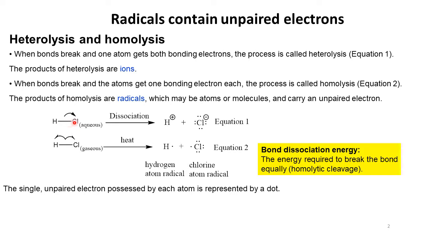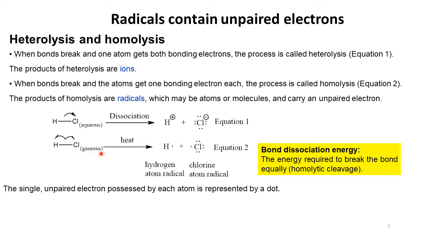So the hydrogen chloride in the aqueous state, the bond between them is broken heterolytically. It's called heterolytic cleavage, and we can use this normal double head arrow. So this dissociation reaction gives proton, or hydrogen plus, and chloride anion. So the chloride anion took the two bonding electrons toward itself because it's more electronegative.